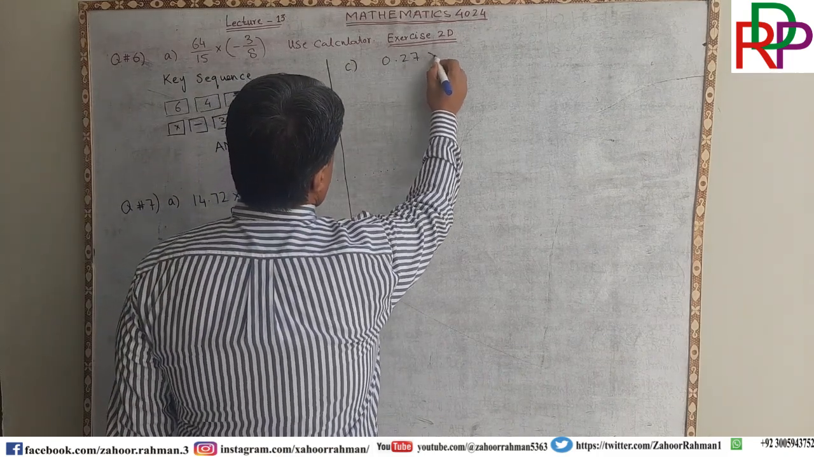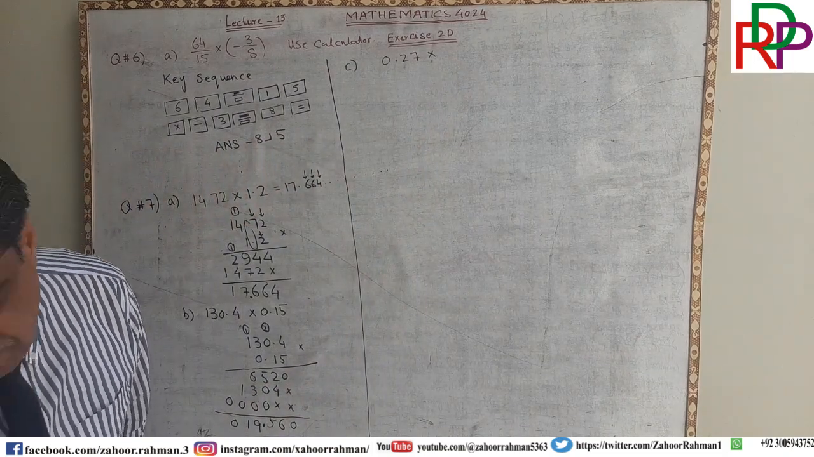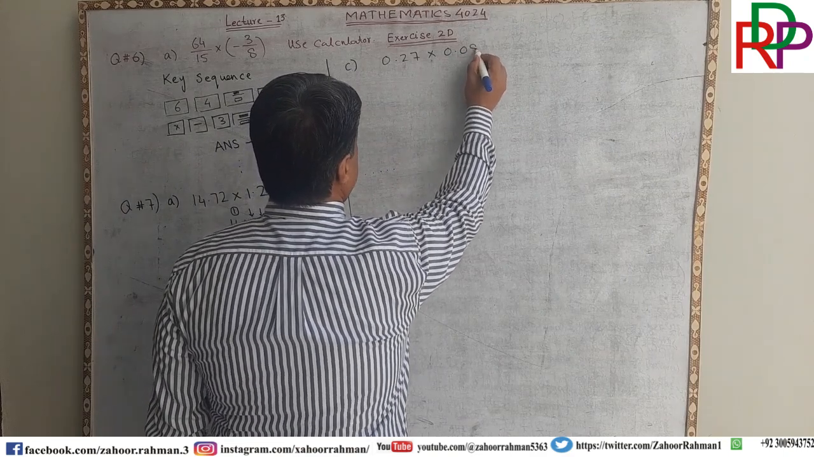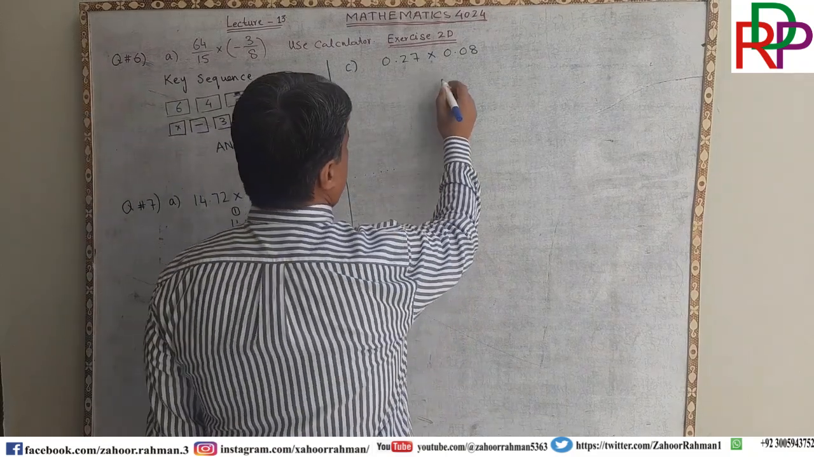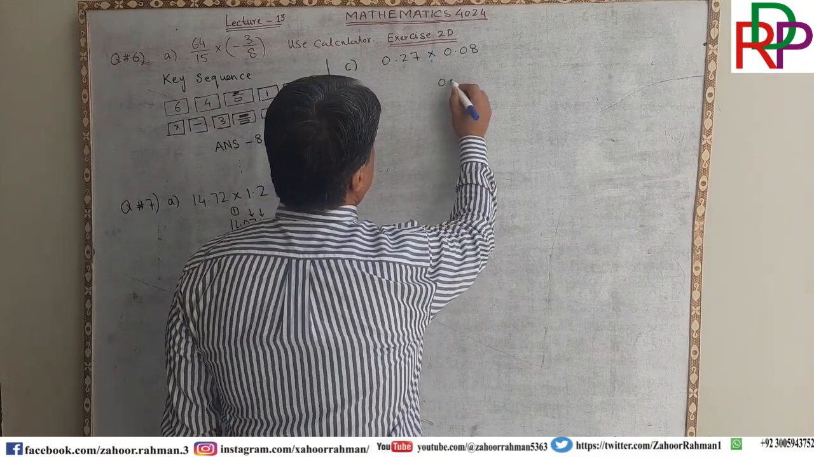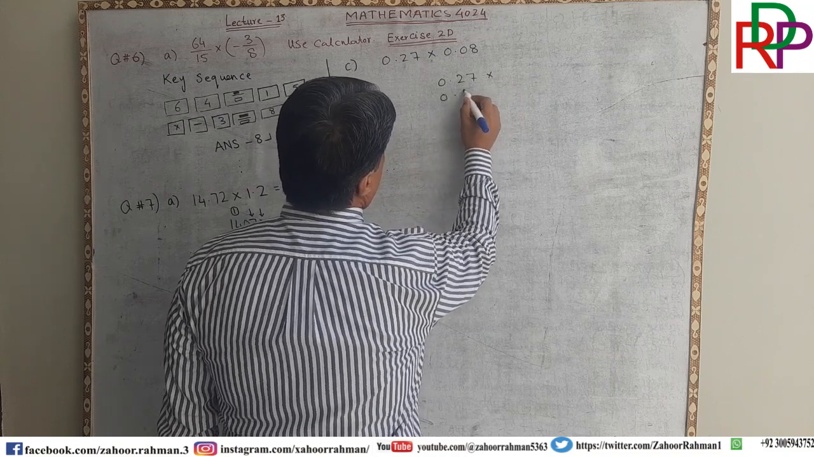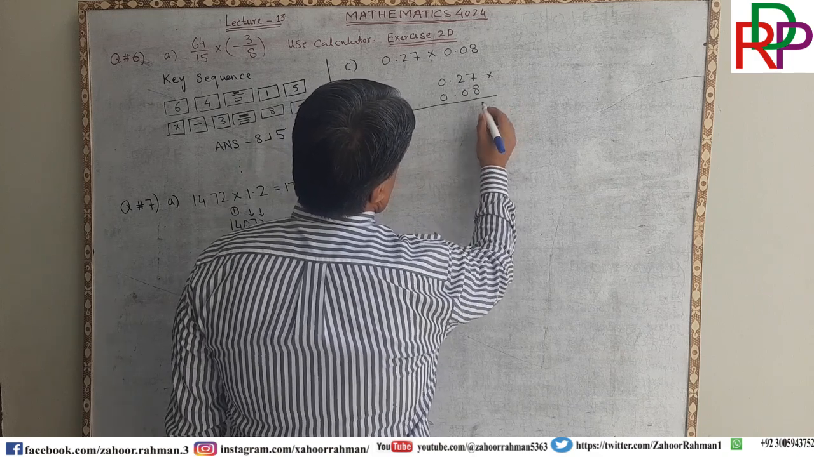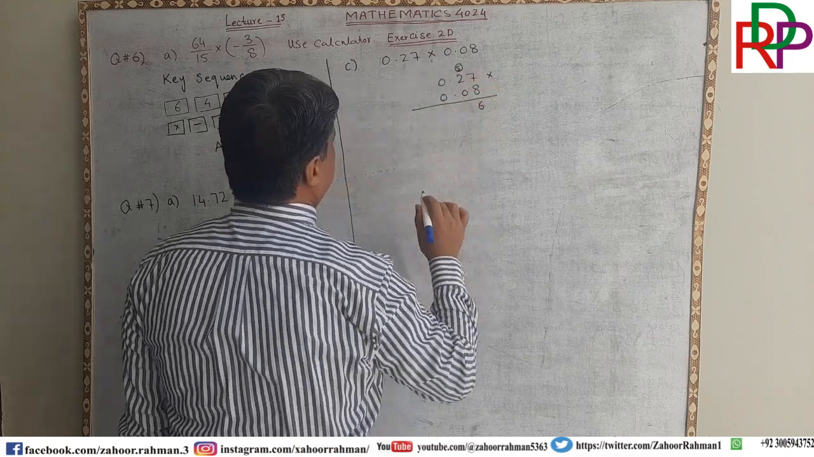0.27 multiplied by 0.08. Ladies and gentlemen, again you have to write 0.27 multiplied by 0.08. So 8 7s are 56. 5 will be carried.